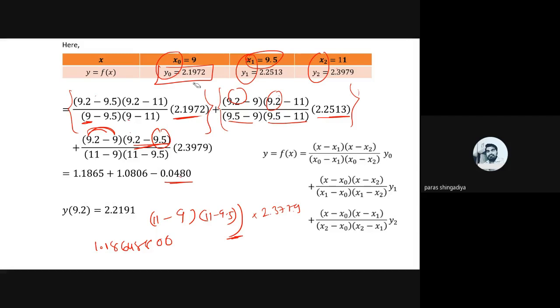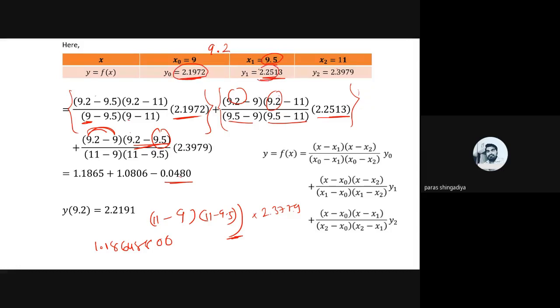Just check this value, 9.2. So 9.2 is in between 9 and 9.5. The value is 9.2, that is in between 9 to 9.5, and what is the answer for 9? That is 2.1972. And what is the answer for 9.5? That is 2.2513. So your answer should lie in between 2.19 to 2.25.